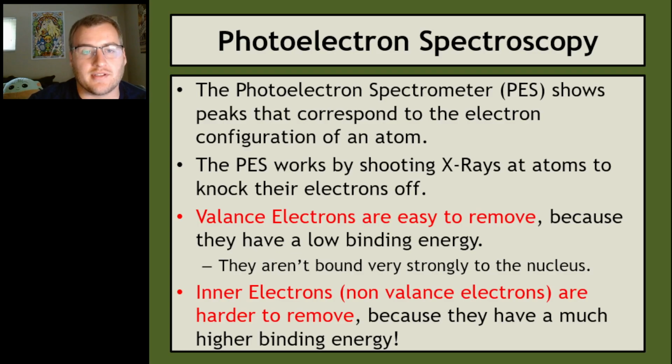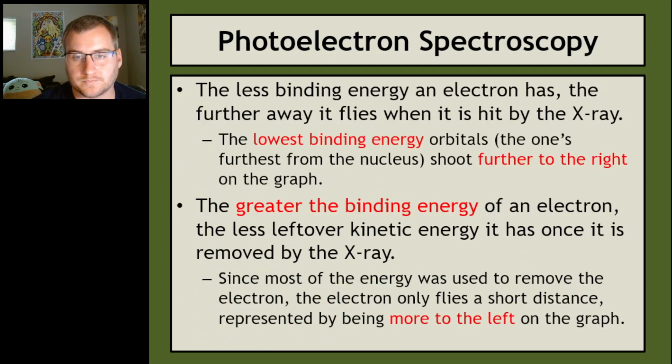Now those inner electrons on the first couple of levels, non-valence electrons, are harder to remove. They have a higher binding energy because they're closer to the nucleus. The less binding energy an electron has, the further it gets flung off when it's hit by the X-ray. The lowest binding energy orbitals, the ones furthest from the nucleus, shoot further to the right on our picture. The greater the binding energy of an electron, so those inner electrons, the less leftover kinetic energy once it's been removed by the X-ray. Since most of the energy was used to remove the electron, it only flies a short distance, represented by being more to the left on the graph.